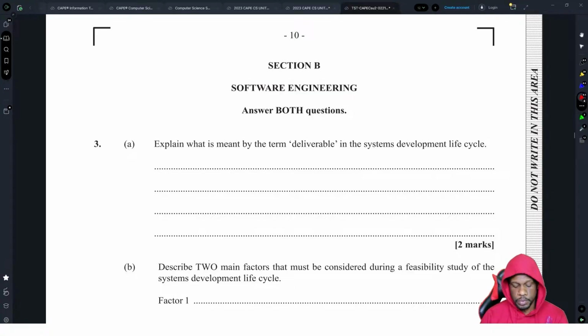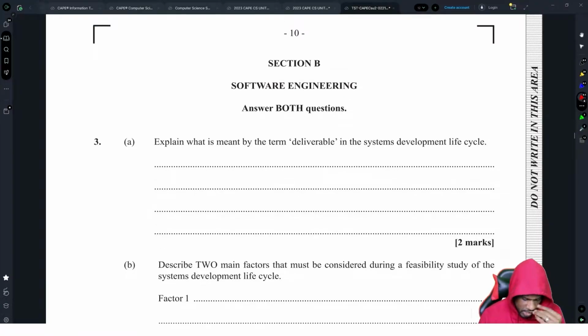Alright, so we're on to section 2 now of section B, software engineering. Software engineering requires a lot of theoretical knowledge, plenty of writing from time to time. So you want to make sure that your writing is on point and you understand how the marks are being allocated, because it's an exam. It's an exam you're doing, right? So explain what is meant by the term deliverable.